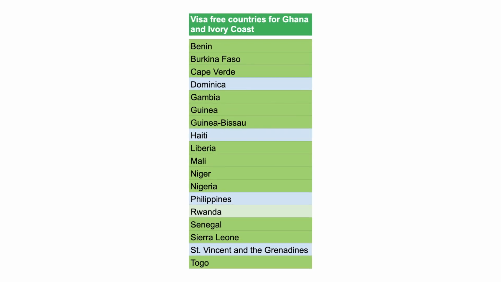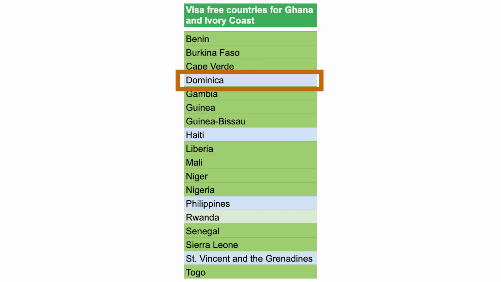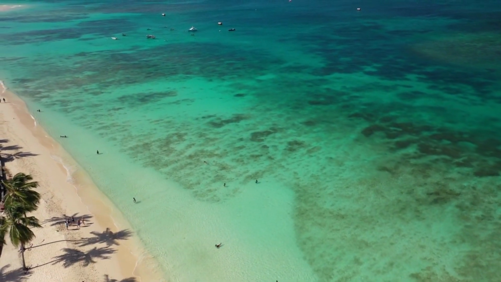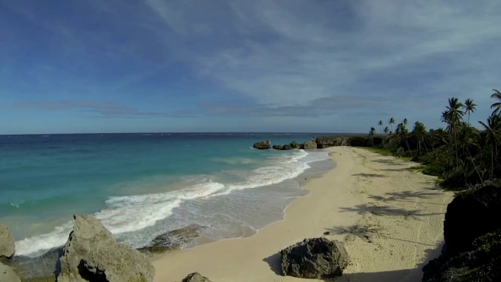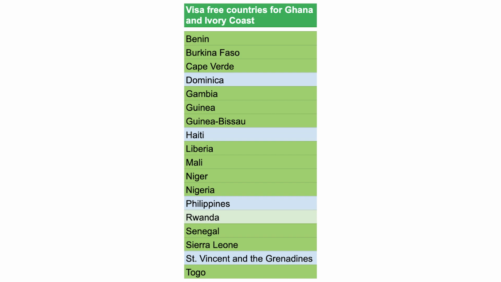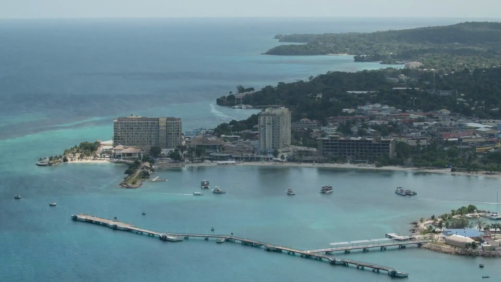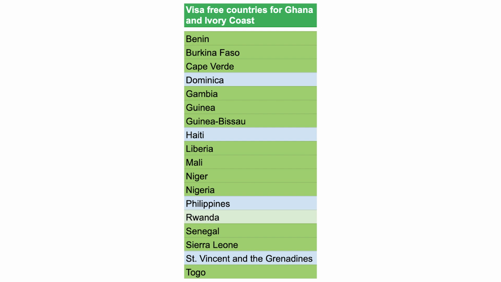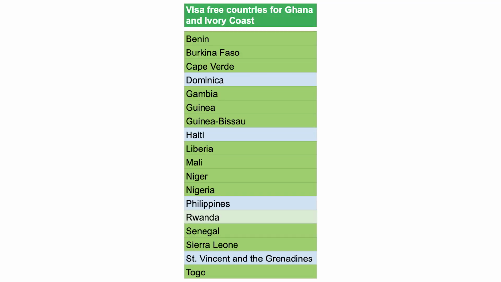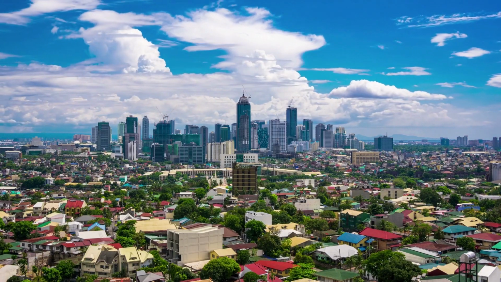And then you have Dominica and Haiti. These are Caribbean island countries, and some of them are kind of like our brothers and sisters really in those countries. I'm talking about the majority of them being black. And you have the Philippines, which is kind of an odd one out. And St. Vincent and the Grenadines, so they are also part of the Caribbean islands, like Dominica and Haiti. The Philippines is kind of the odd one out in terms of Ghana and Ivory Coast.